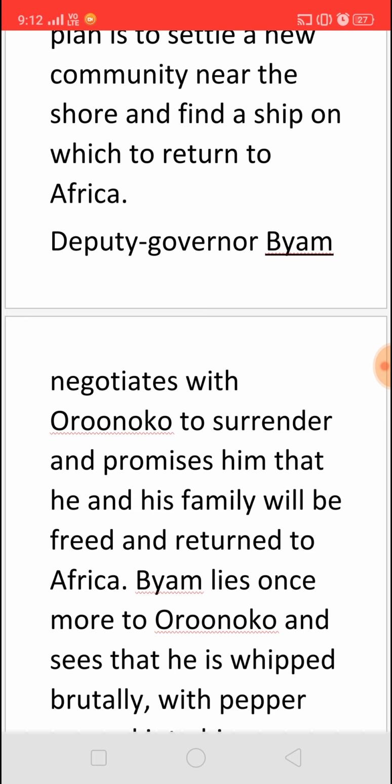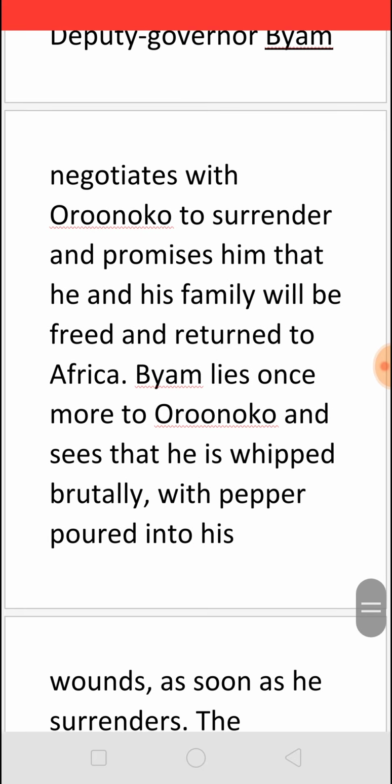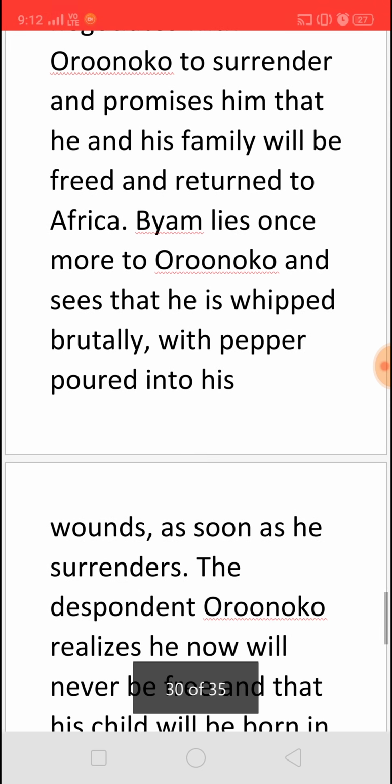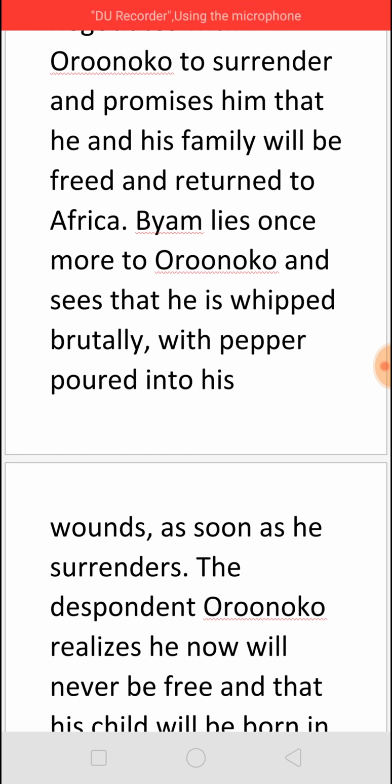But Byam lies to Oroonoko, and the moment they all surrender, Byam orders that Oroonoko must be whipped brutally and in front of all the slaves, so that the slaves will never get the idea of even trying to escape the next time. Not only does he get Oroonoko whipped, as soon as you whip a person, the flesh will tear, and wherever the flesh is wounded, they are pouring pepper on top of it to create a lot of pain to the person who is undergoing it.